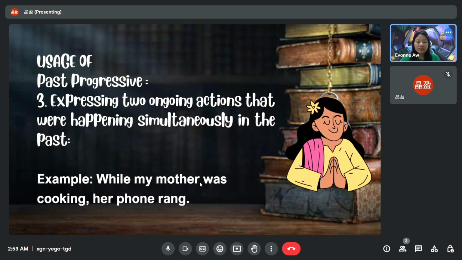The third usage of past progressive is to express two ongoing actions that were happening simultaneously in the past. As an example, while my mother was cooking, her phone rang. This usage is helpful when describing two or more actions that were occurring at the same time in the past. Example: while my mother was cooking dinner, her phone rang. This sentence conveys the idea that two actions, which are cooking and phone ringing, were happening at the same time.